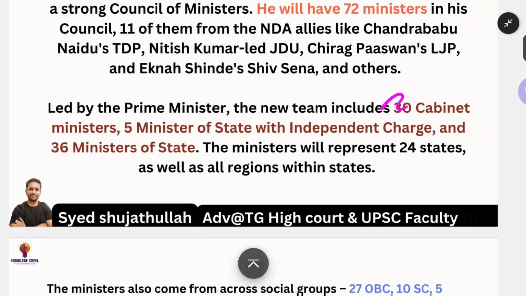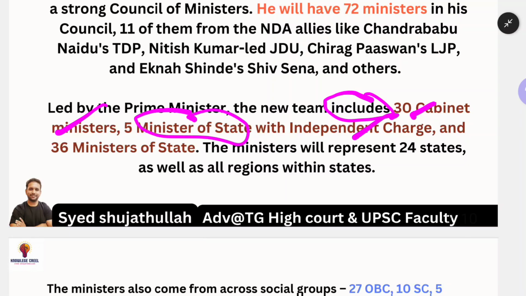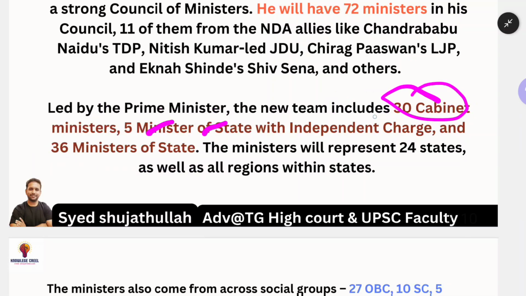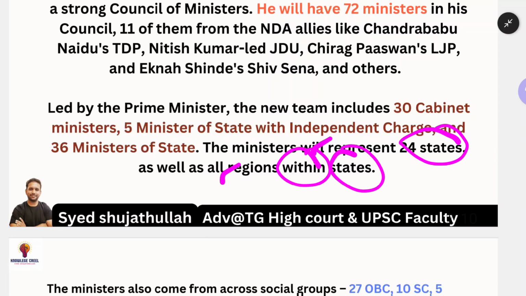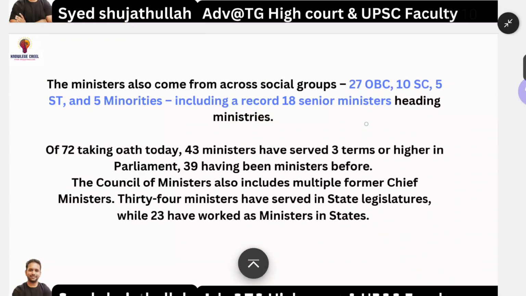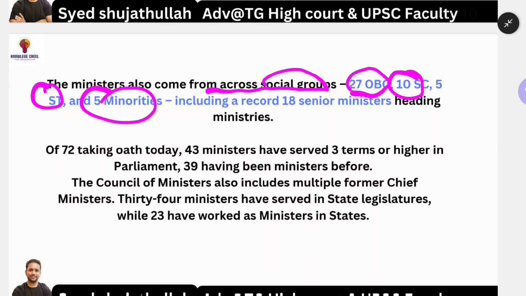Led by the Prime Minister, the new team includes 30 cabinet ministers, 5 ministers of state with independent charge, and 36 ministers of state. This is a distinction that we have to learn, and we'll learn this in a bit. The ministers will represent 24 states as well as regions within the states. The ministers also come from various social groups. According to the data given in the newspaper, 27 of the ministers belong to the OBC category, 10 are from SC, 5 ST and 5 minorities.